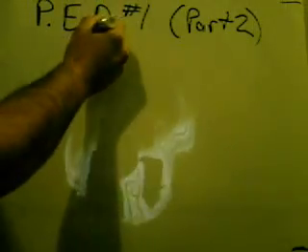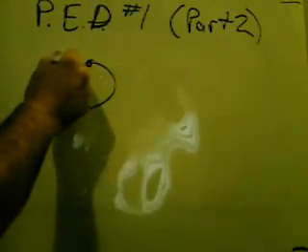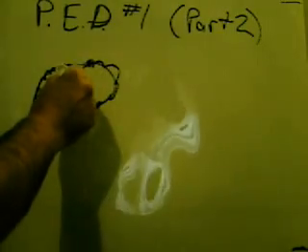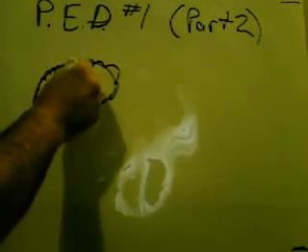So this is Perpetual Energy Device number 1, part 2. Now, the first part, if you want to know what that was about, just go back and watch the Perpetual Energy Device, supposed to be a circular disc weighted around the edge, and in the middle, you've got a generator.